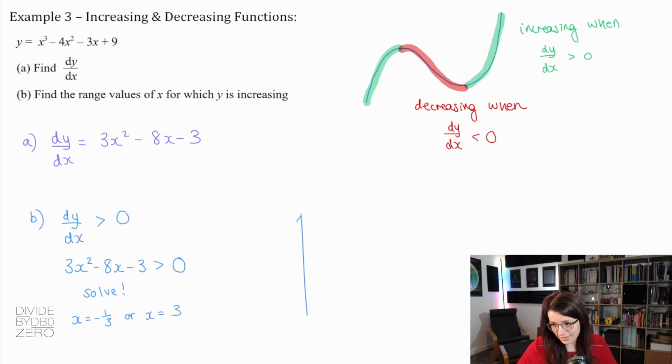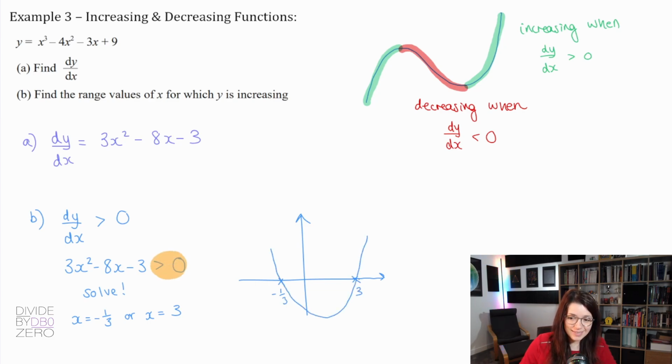Then always sketching a diagram for quadratic inequalities. Minus 1/3, 3, positive quadratic. We're looking for where the curve is greater than 0, means we're looking above the x-axis there. So our final answer is going to be two separate inequalities. One is x has got to be less than negative 1/3, or x has got to be greater than 3, and that's it.